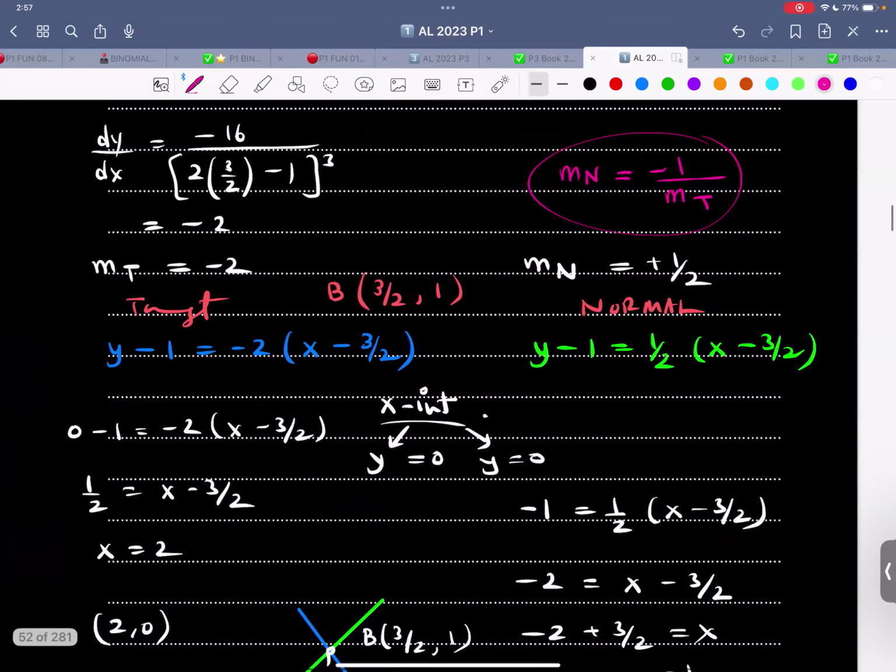And then this is the coordinate that you have. Let me just highlight this. So this is the coordinate that you have. That's plugged in over here.